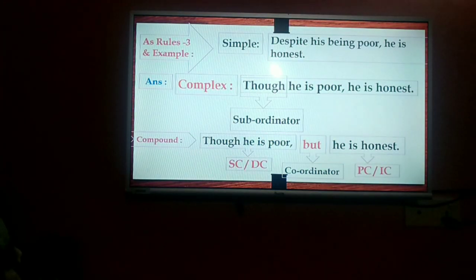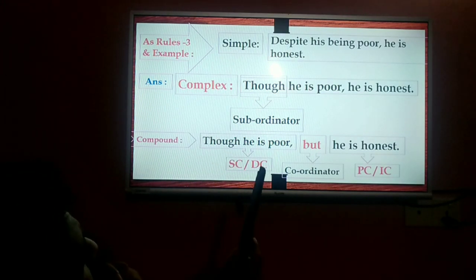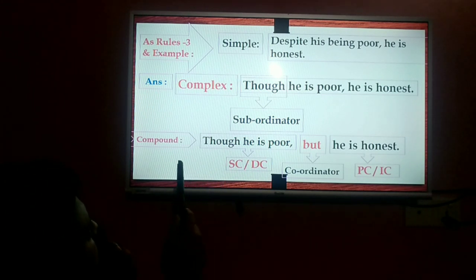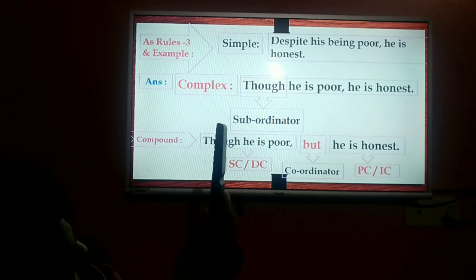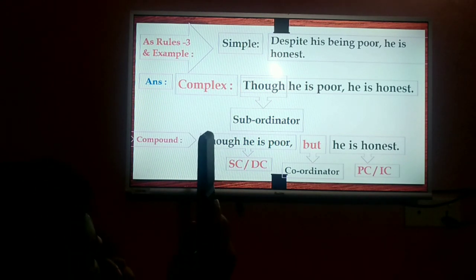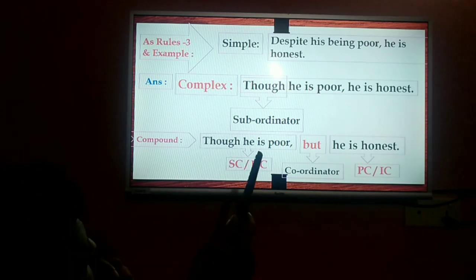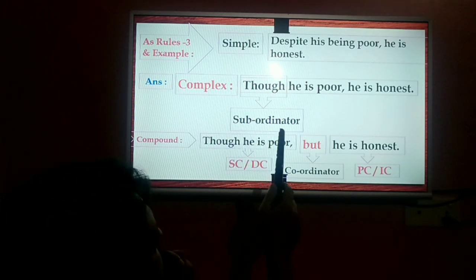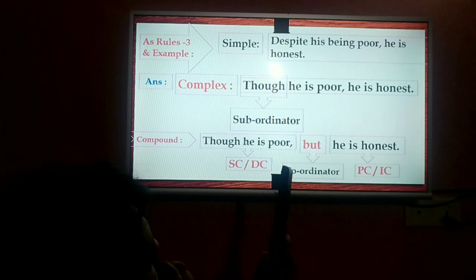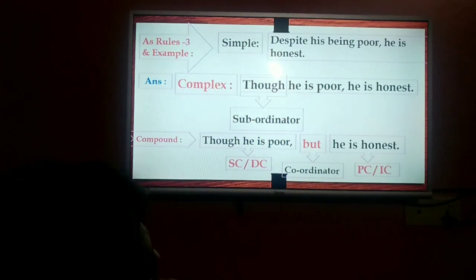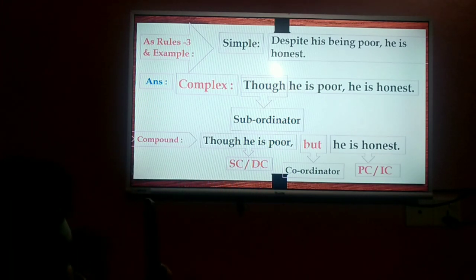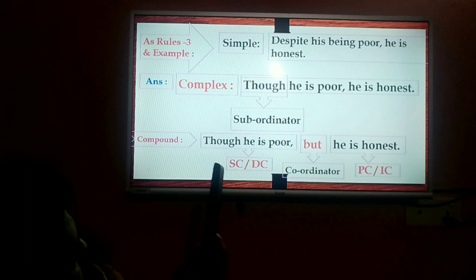Clause number 3. Simple: Despite his being poor, he is honest. Complex: we can use though in place of despite. Despite is equal to though. Though he is poor, he is honest. Here, though is the subordinate.